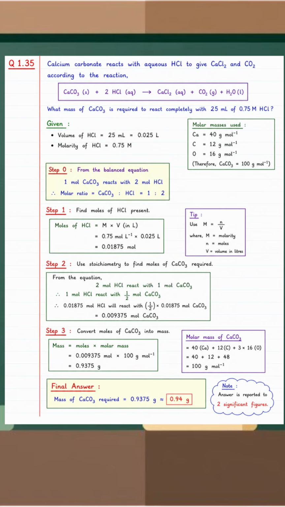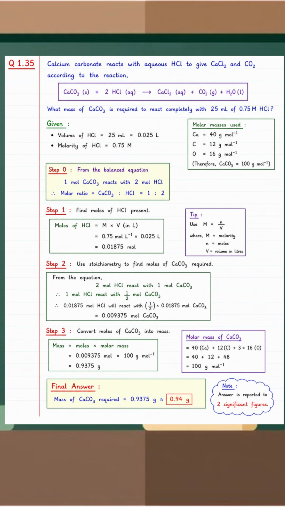We are asked to find the mass of calcium carbonate required to react completely with 25 ml of 0.75 molar hydrochloric acid. Step 0. Understand the balanced equation. From the balanced reaction, 1 mole of calcium carbonate reacts with 2 moles of hydrochloric acid. So, the molar ratio of calcium carbonate to hydrochloric acid is 1:2.